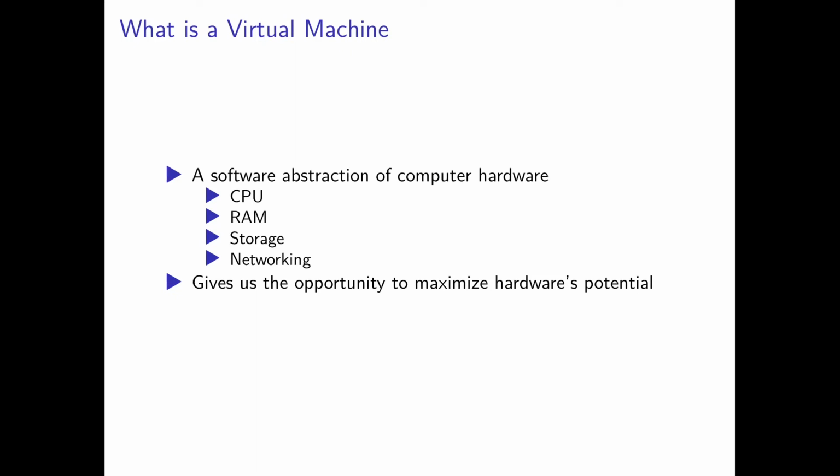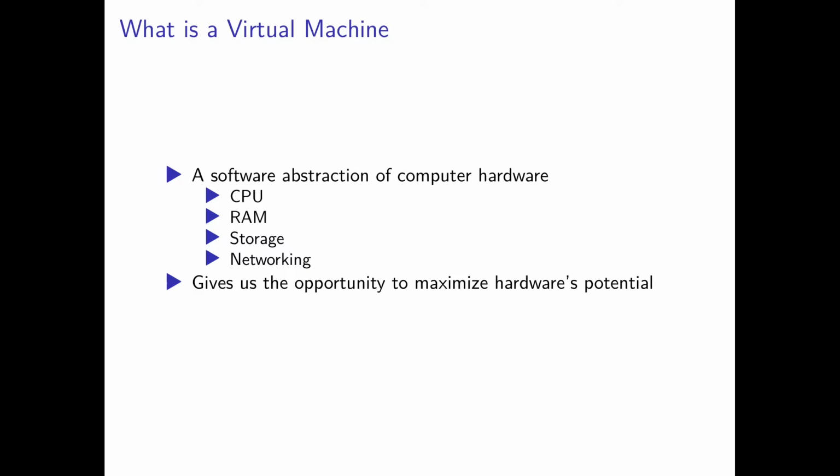A virtual machine is just what the name says. It is a virtual computer, a software abstraction of computer hardware. So we take all the components of a computer, let's say the CPU, the RAM, the storage, networking, audio, graphics, whatever it is, and we make a virtual version of that.